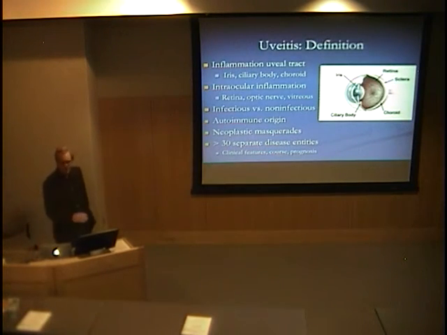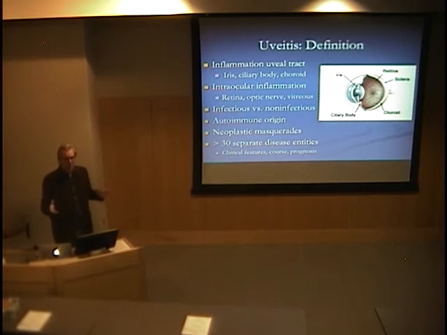So just by way of introduction, as you know, uveitis by definition involves inflammation of the uveal tract, but in common parlance, it's intraocular inflammation of the eye, any part of the eye. It can be either infectious or non-infectious, and those that are non-infectious are thought to be autoimmune or autoinflammatory in origin. Importantly, there are masquerade syndromes, particularly neoplastic masquerades.